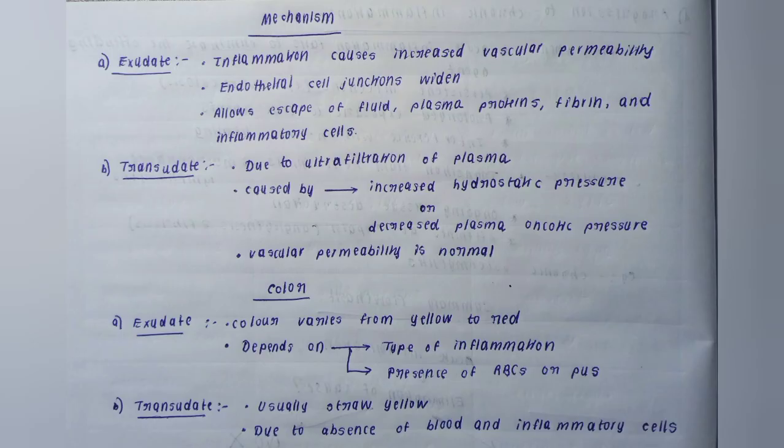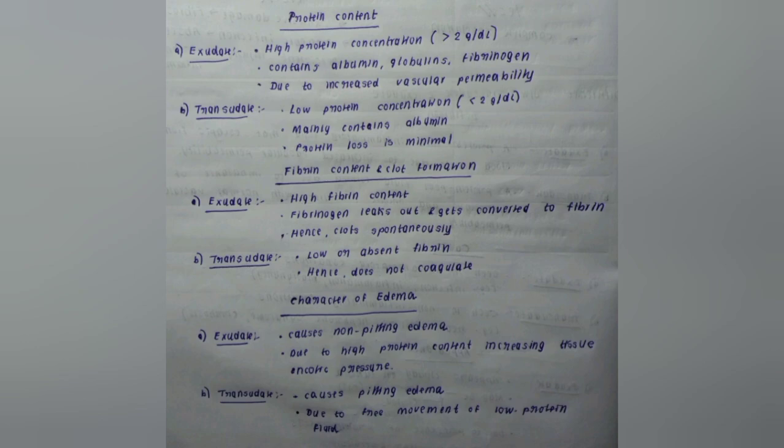Then color. Exudate color varies from yellow to red, which depends upon the type of inflammation and the presence of RBCs or pus. Whereas transudate color is usually straw yellow, which is due to absence of blood and inflammatory cells. Now coming to the protein content, exudate obviously has high protein concentration, greater than 2 gram per deciliter, and it contains albumins, globulins, fibrinogen, etc., due to increased vascular permeability. Whereas transudate has low protein concentration, less than 2 gram per deciliter, and mainly contains albumin, and protein loss is minimal.